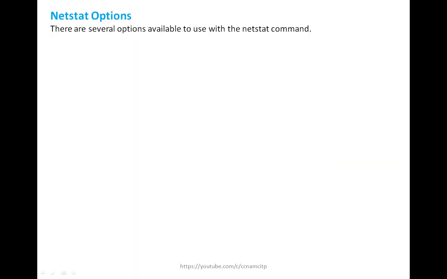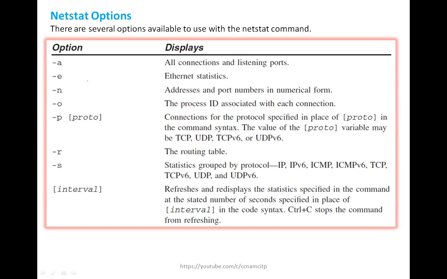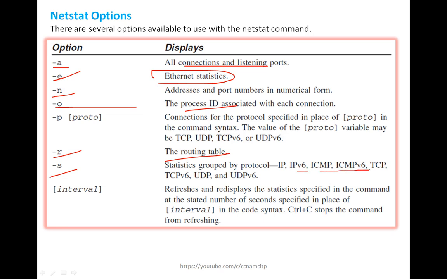Next utility is, guys, netstat options. We have certain options, as I told you, -a or -e. It will give you Ethernet statistics, all connections and listening ports, -n for address and port number, and -o will give you the process ID associated with each connection. You can also read here certain things like -r for the routing table and -s for statistics grouped by protocol like IP, IP version 4, ICMP, port and all. So you can try by running one by one.